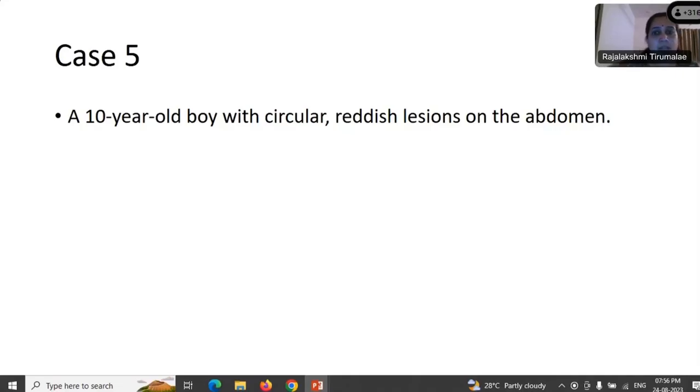Okay, we'll move on to case 5. So is Dr. Mailung here? Mailung, are you there? Can you take this case? It's a 10-year-old boy with circular reddish lesions on the abdomen.